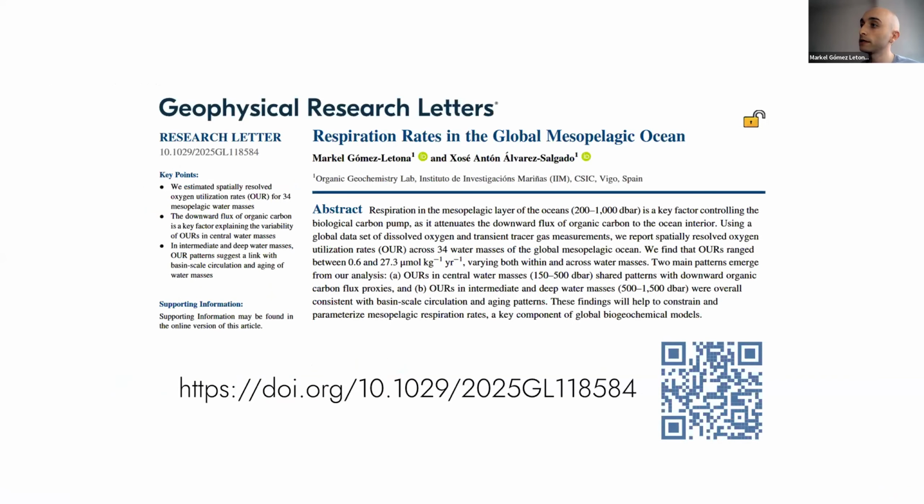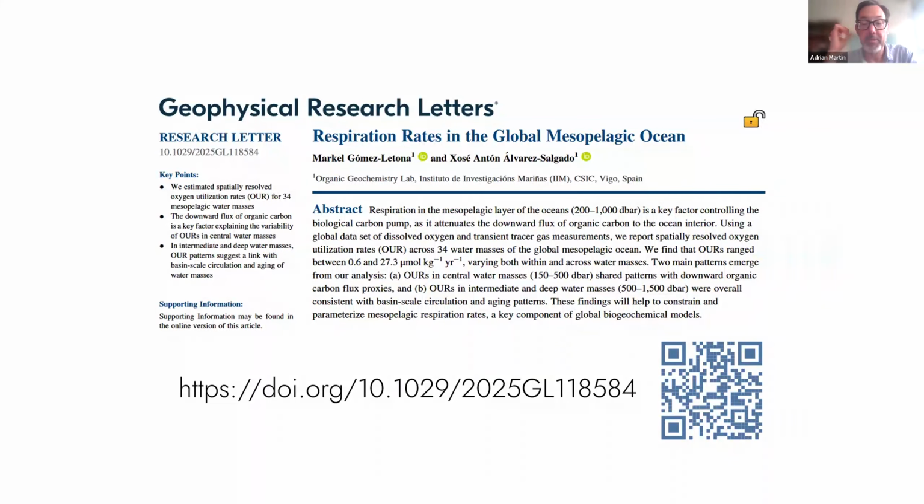If anyone would be interested in getting into more detail about this work, it has been published. You can follow this link, or again follow the QR code. It is openly available, so anyone could read it if they are interested. So yeah, that's basically it. If there are any questions or comments, I'll be glad to take them.